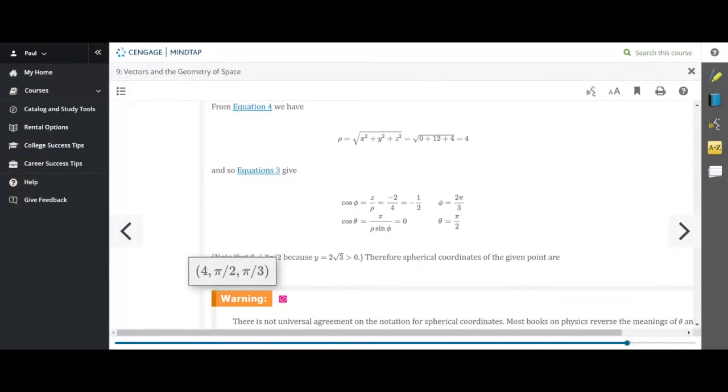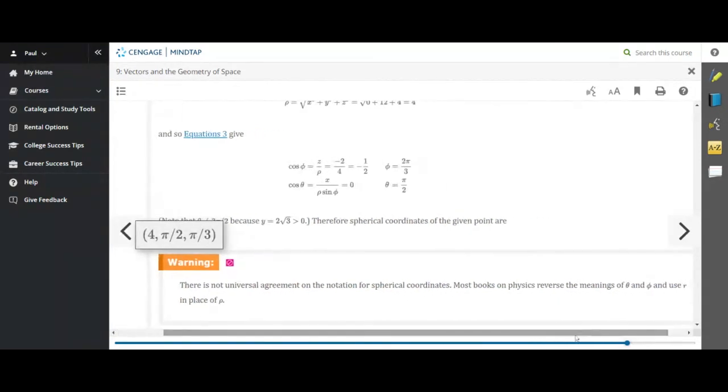Now I'll just mention in passing, it says a little warning here, because I know some of you are going to be taking physics, there's not universal agreement on notation for spherical coordinates. Most books on physics reverse the meanings of theta and phi, and use r in place of rho. You've probably not seen this yet, but don't worry about it because we're going to use our notation. That's just a little thing to mention.